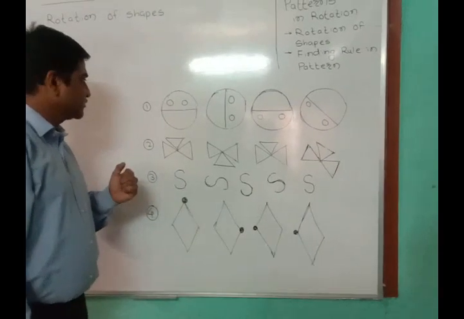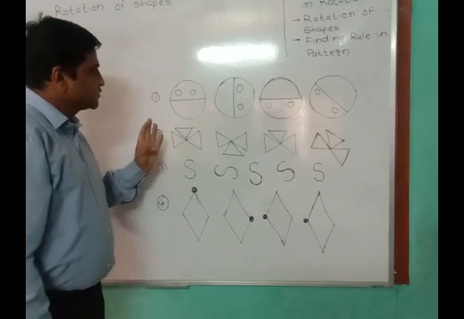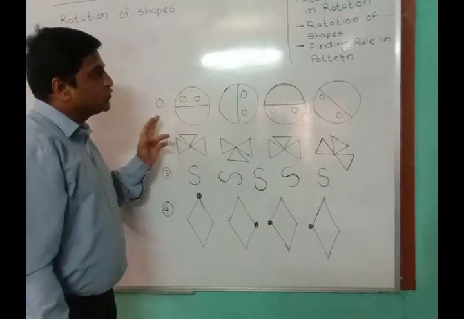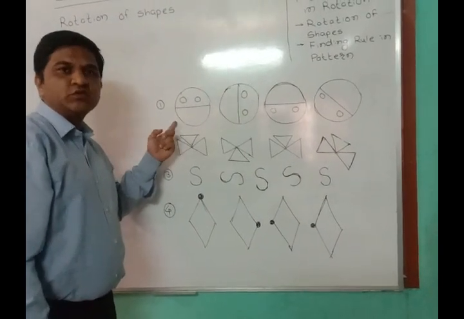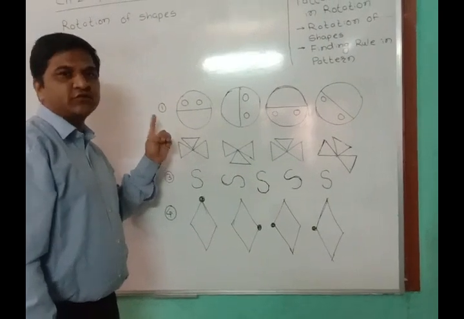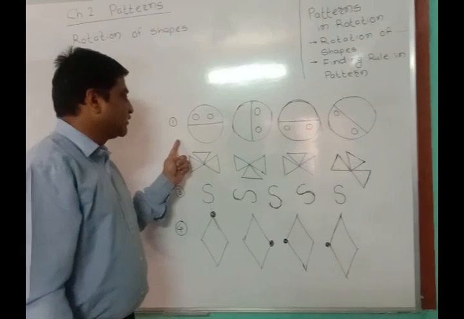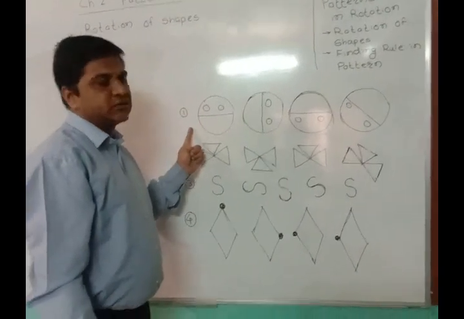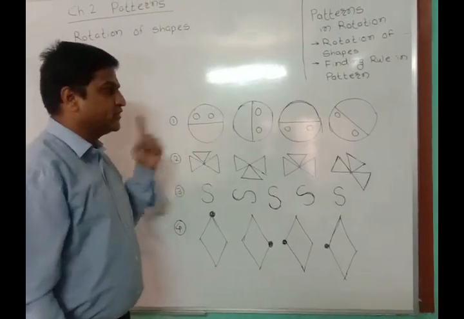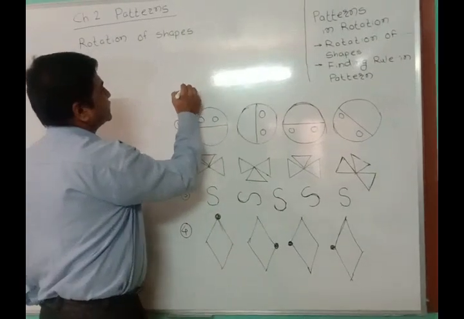Our next question is about finding the rule in this pattern of rotation, and we are going to find the odd one out. That means we are going to find the figure which breaks the pattern. So find the figure which breaks the pattern.